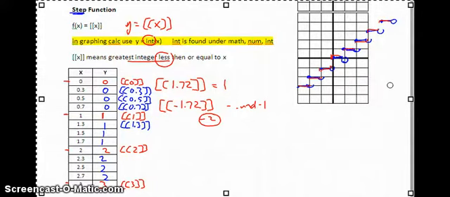Closed circle at one end, open circle at the other, and then it jumps up to the next integer, closed circle, open circle, jumps up to the next integer, closed circle, open circle.